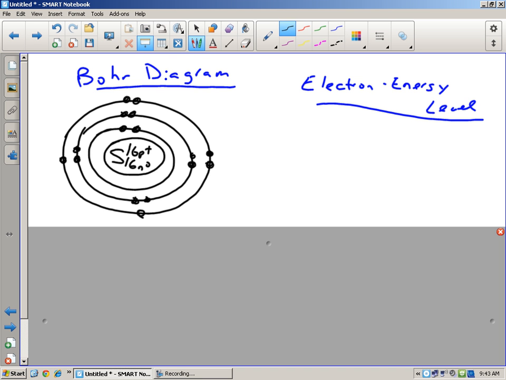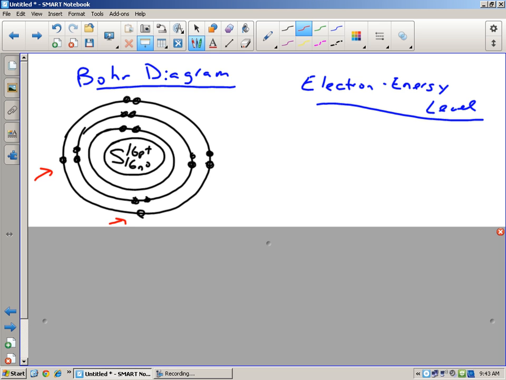If sulfur was going to become more stable, what would it tend to do, do you think? Yep. Gain 2 electrons. And they would probably go right here, of course, right? They'd want to go there and there, correct? Okay? And then that's why sulfur forms a 2- charge, because it wants to gain those 2 to fill out the outside shell.